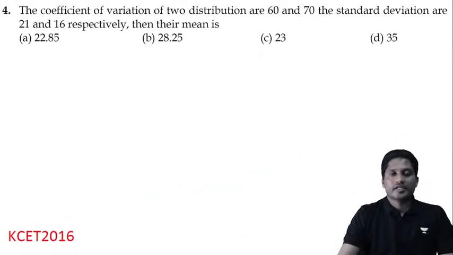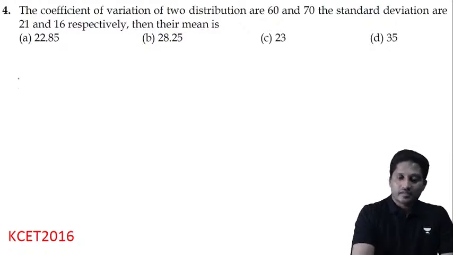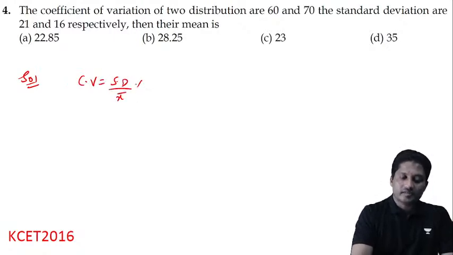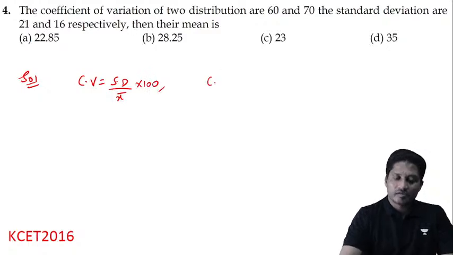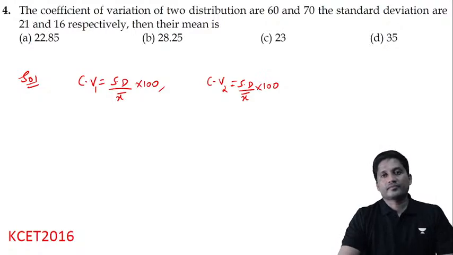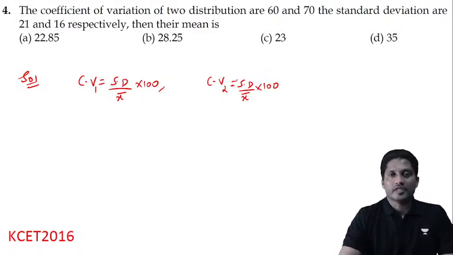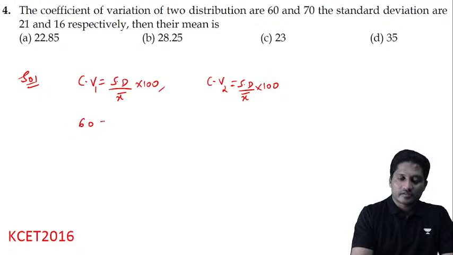The coefficient of variation of two distributions are 6, 20. Coefficient of variation is standard deviation by mean, into 100. Here also, coefficient of variation is equal to standard deviation by mean into 100. Two options are possible here. Okay, so coefficient of variation of one of the distributions is 50. Standard deviation of one of the observations is 21. Mean I am supposed to find out, into 100.